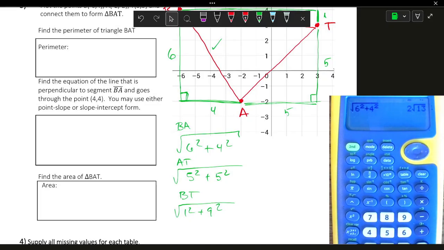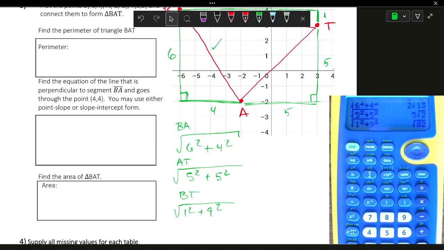Okay. The next part I'm going to have is the square root of 5 squared plus 5 squared, which gives me 5 root 2. Ugh, those can't be combined. The last one I've got is the square root of 1 squared plus 9 squared, which is root 82. That's awful. But the 3 of those together is the perimeter of this triangle.